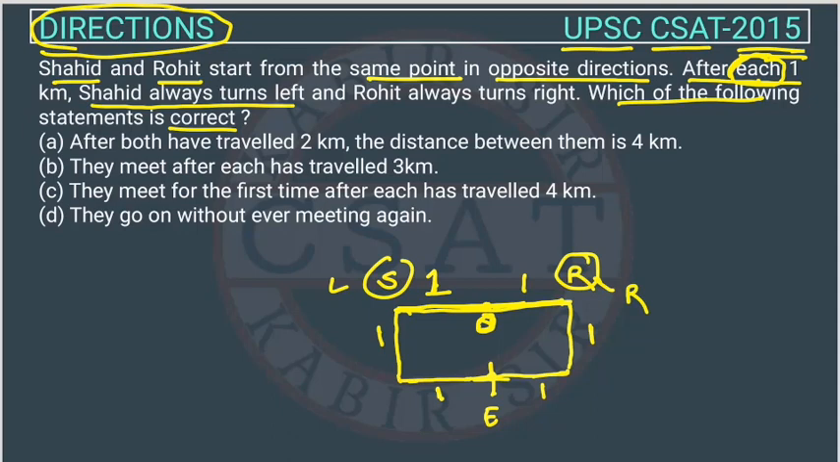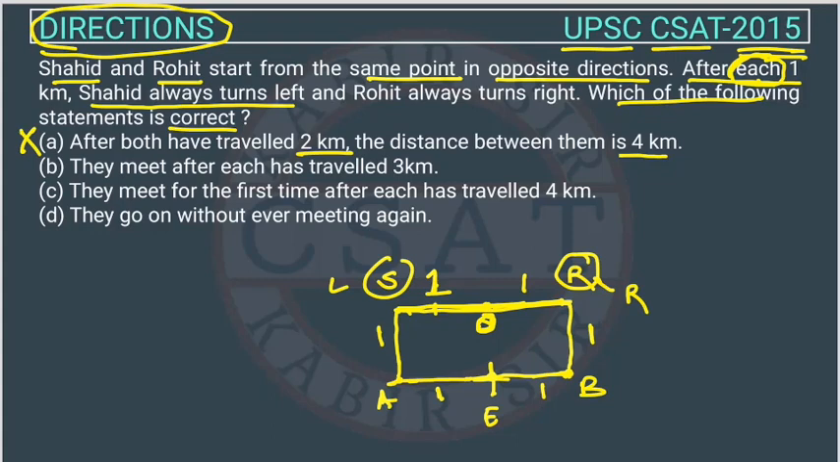After both have traveled 2 kilometer, the distance between them is 4 kilometer. So here Shahid traveled 1 kilometer and in total till here he reached, how many kilometers did he cover? Shahid 2. And here Rohit also, when he is reaching here, on the B point, he covered 2 kilometers. So the first statement is saying that the distance between them is 4 km. This is wrong because the distance between them is 2 kilometer. Right. So the distance between A and B is 2 kilometers. So option A is wrong.